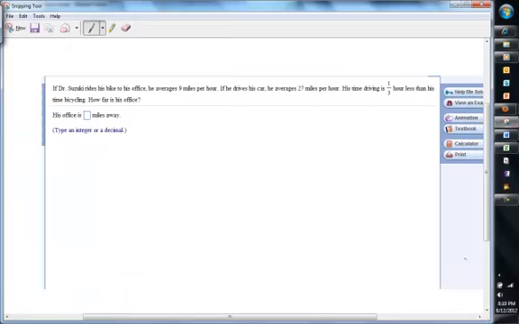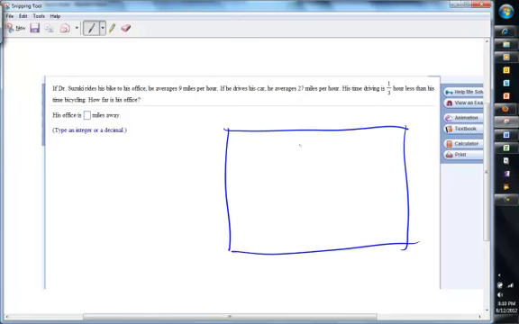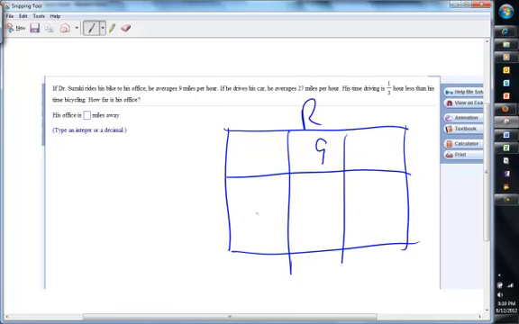Dr. Suzuki rides his bike to his office. He averages 9 miles per hour. Well, this is a distance, rate, time problem. Rate is 9. If he drives, he averages 27 miles per hour. His driving time is 1/3 hour less than his time bicycling. How far is his office?